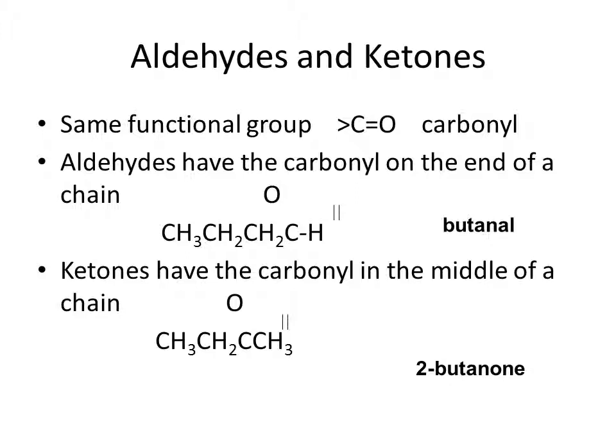Aldehydes and ketones have the same functional group, that carbon-oxygen double bond, and we call that a carbonyl. The difference between aldehydes and ketones is that aldehydes have the carbonyl on the end of the chain, and ketones have the carbonyl in the middle of a chain. Or you can say that an aldehyde has a hydrogen attached to the carbon in the carbonyl, and in ketones, there are two carbons attached to the carbon in the carbonyl.